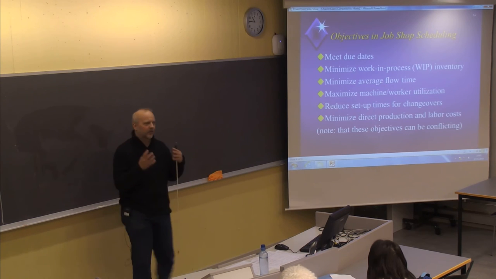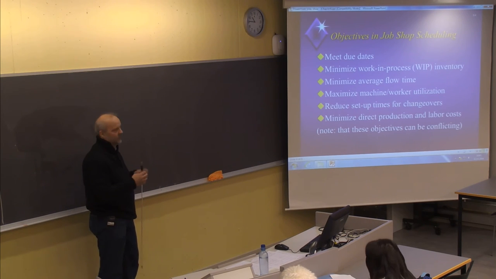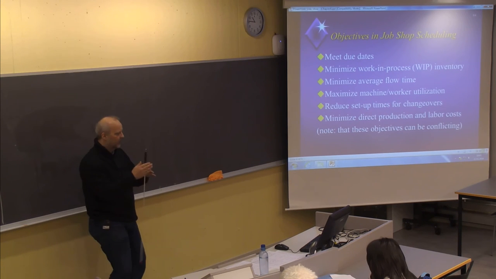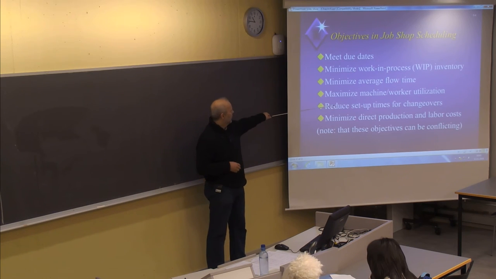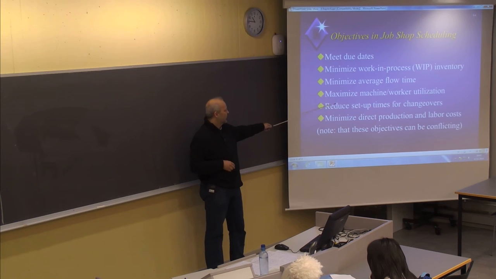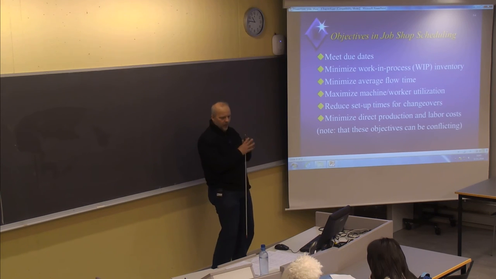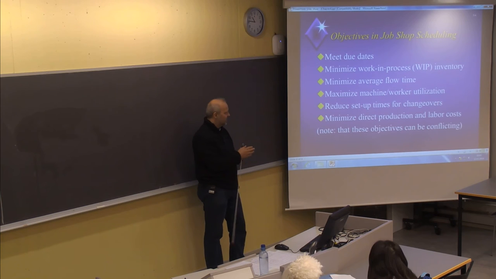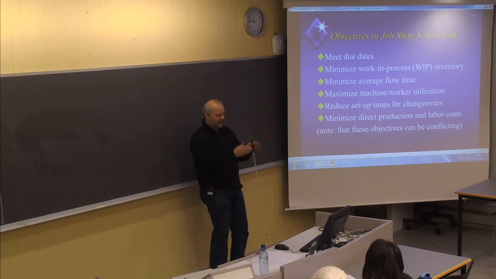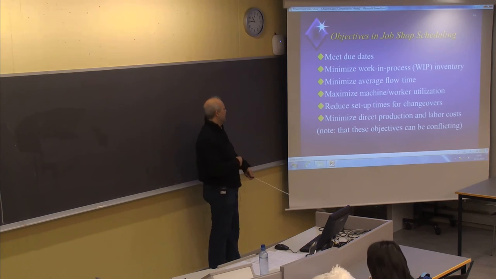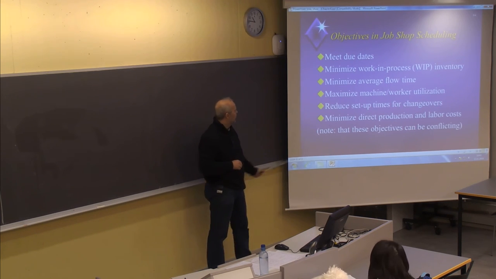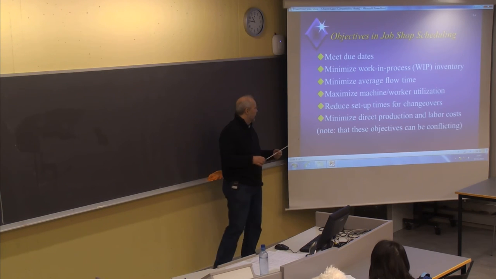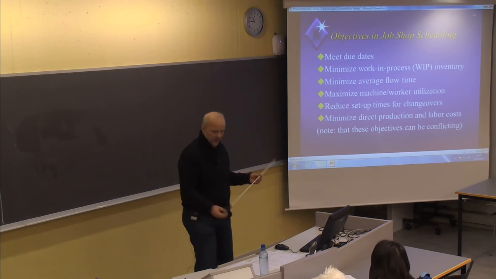Very often the same machine can be used for different types of production. And then changing from one product to another product could be both time consuming and costly. So reducing the setup time, finding a schedule of changing setup from one product to the next, which will minimize the setup time, might also be one objective in these types of job shop scheduling. And minimize direct production and labor cost could be another objective.